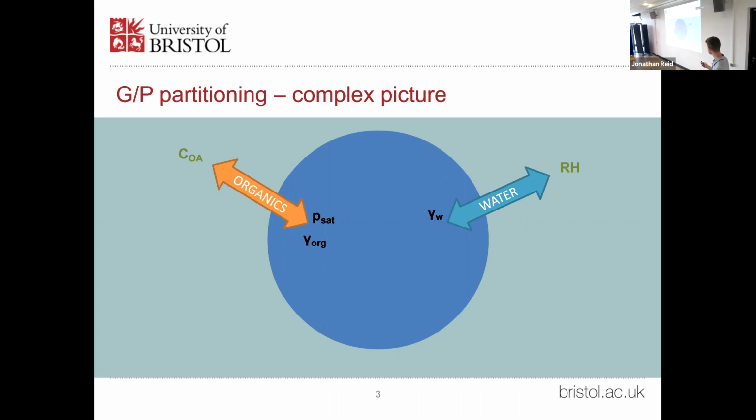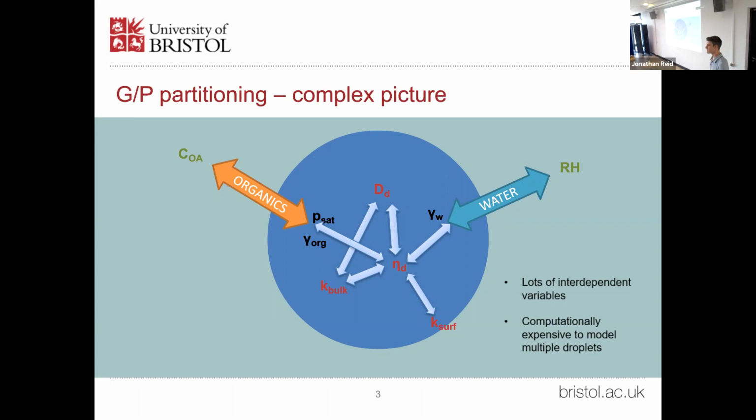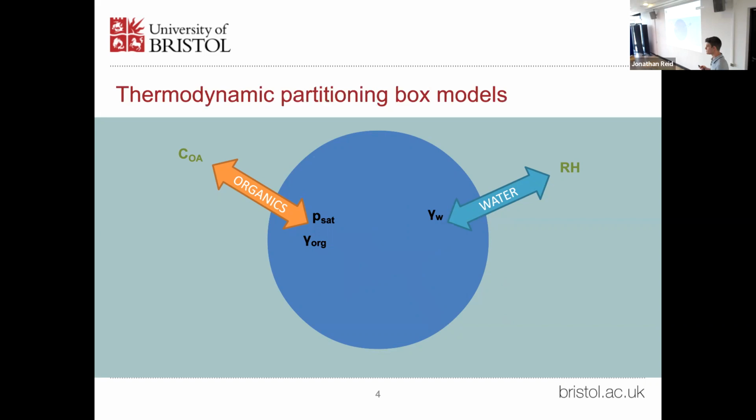Okay, so along with these thermodynamic properties, we also have a range of kinetic properties, such as our diffusion coefficient, which is inherently related to the viscosity of the bulk as well. And then we also have the reactivity in the bulk and at the surface as well. And all of these factors are interrelated. And so it becomes very, very difficult to understand the reason that something's evaporating or condensing and how quickly it's going to travel through the particle. And it's also really computationally expensive to be able to model this, certainly for multiple droplets, as you would in a box model. And so what box models tend to do is eliminate these limitations, the kinetic limitations, and just focus on thermodynamic equilibrium.